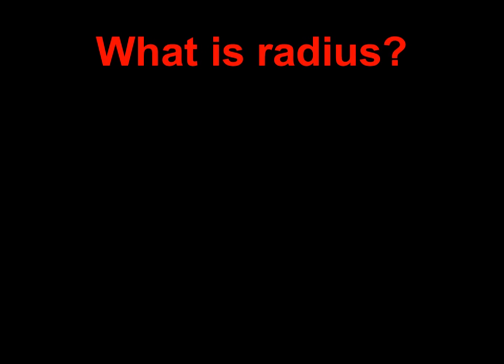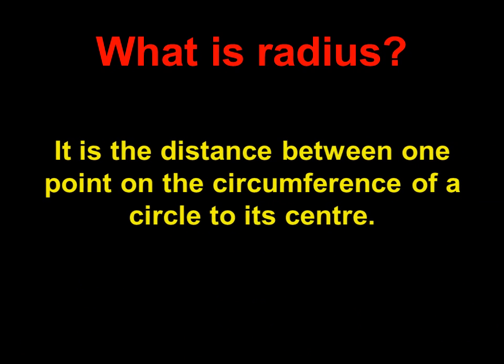Remember in the previous story of circumference and the first round table, we met Lady Diameter and Radius. Let's look at the definition of radius. What is radius? A radius is the distance between one point on the circumference of a circle to its center. The plural form of radius is radii. It is spelled as R-A-D-I-I.